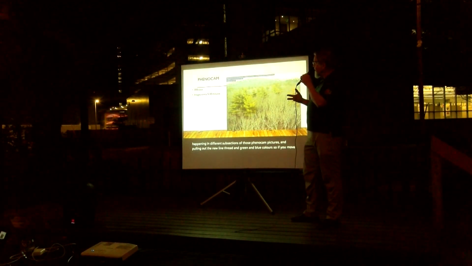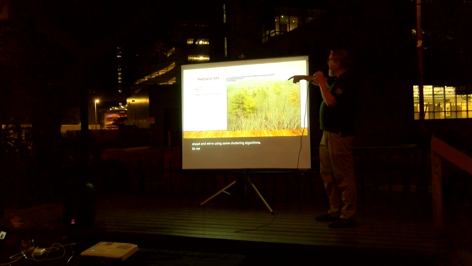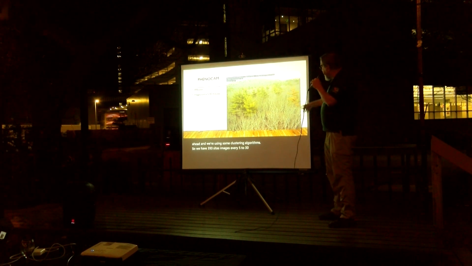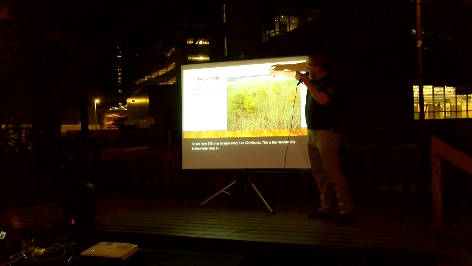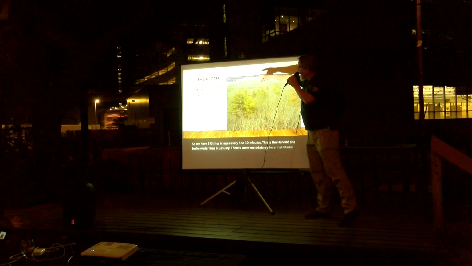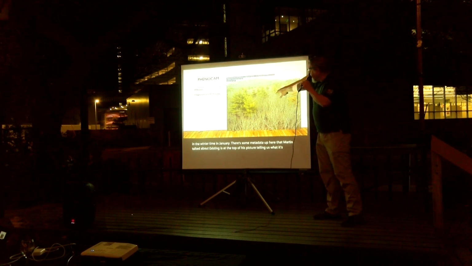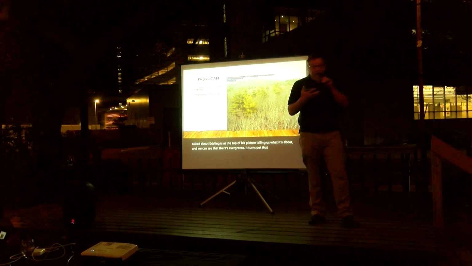And we're using some clustering algorithms. So we have 393 sites, images every 5 to 30 minutes. This is the Harvard site in the wintertime in January. There's some metadata up here that Martin talked about existing at the top of this picture, telling us what it's about. And we can see that there's evergreens. It turns out that evergreens notice the climate changing too.